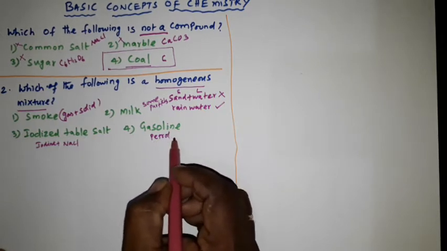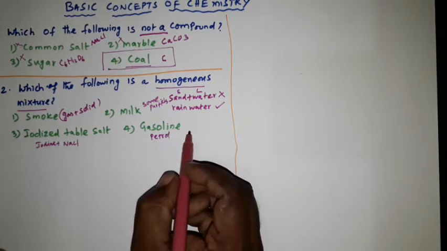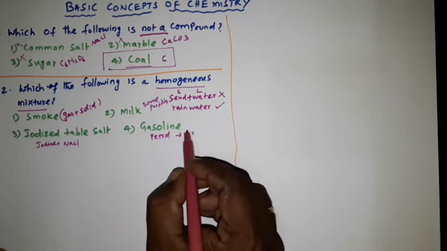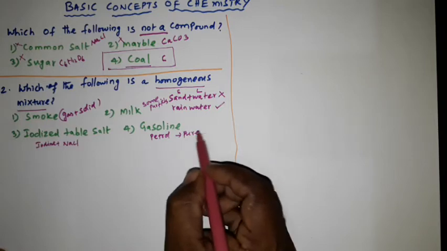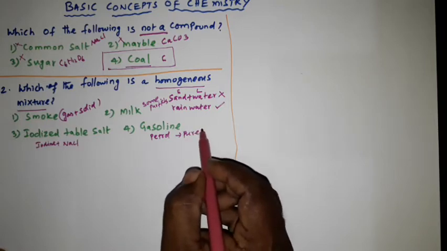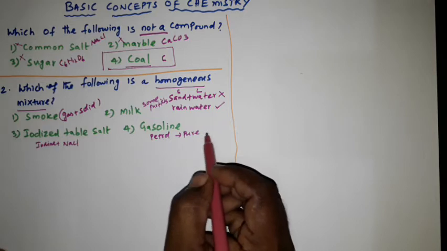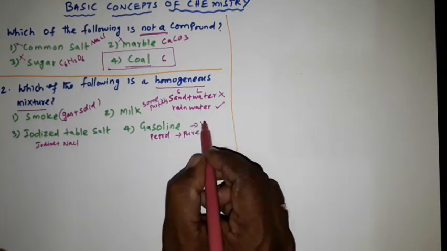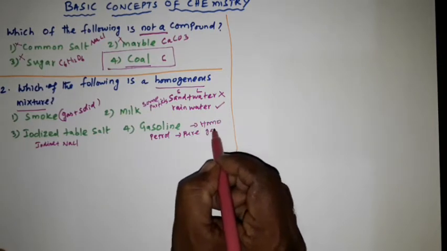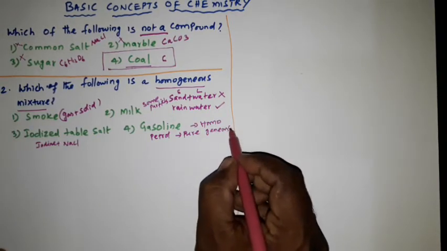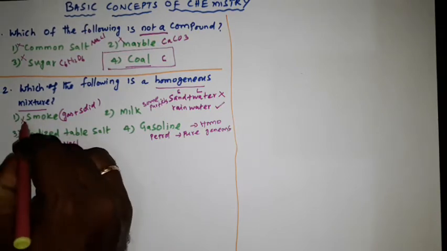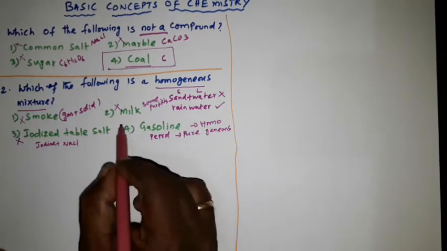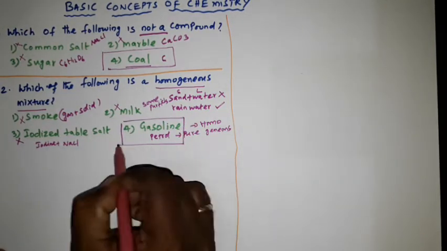Petrol is obtained from fractional distillation of crude oil. So it is the pure form of liquid. It does not contain any other substance, only petrol. So this is the homogeneous mixture. The others are heterogeneous, so those options are wrong. Option 4 is the correct answer.